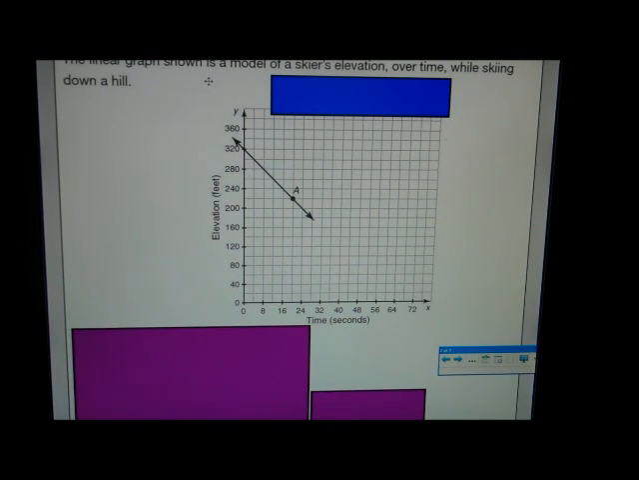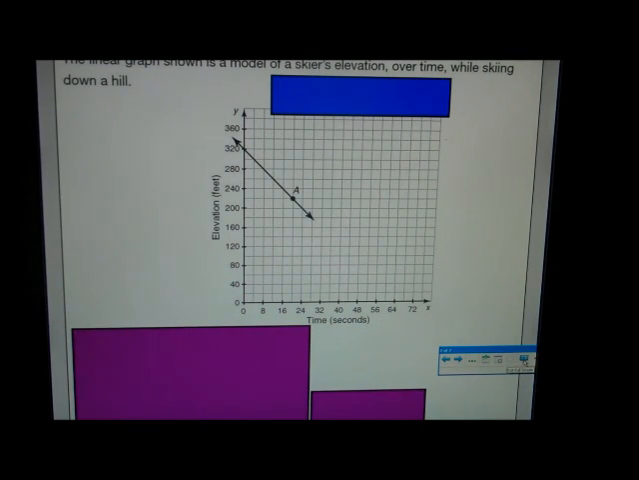The linear graph shown is a model of a skier's elevation over time while skiing downhill. So just look at the graph for a minute, pause it and take it in. What's it talking about? We have our time down here, we have our elevation over here, and we want to find the constant rate of change at which this skier is going down the hill. So I want you to take a moment, pause it, and find the slope. Find the slope of this line because we're going to write the equation for it. That's behind this blue box right here.